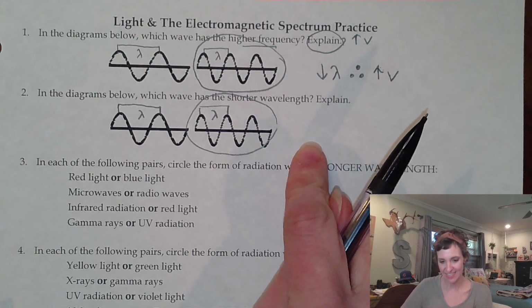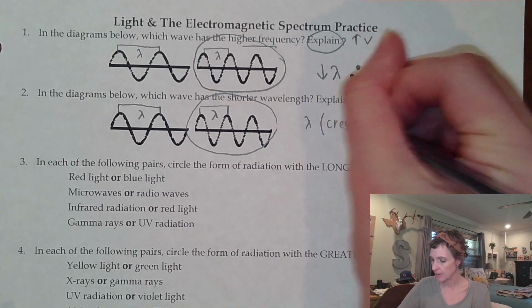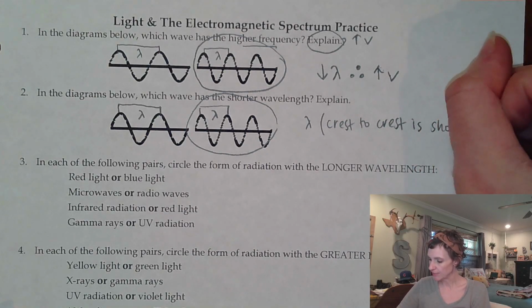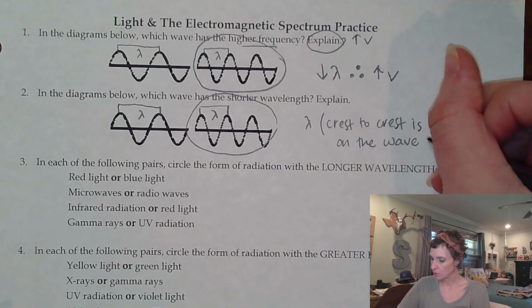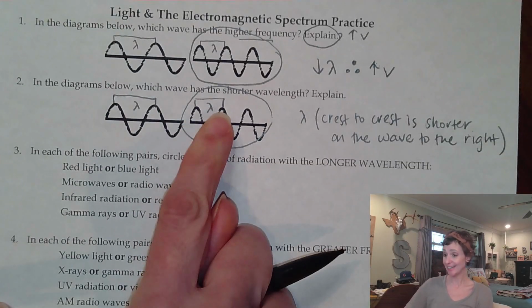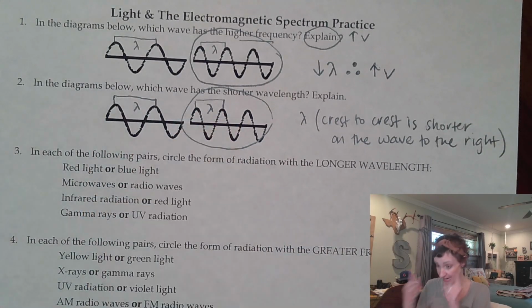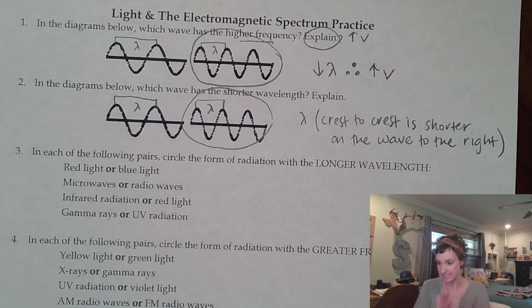But on the explain part, we could say the wavelength, which is crest to crest, is shorter on the wave to the right. And honestly, you drawing that on a wave is a great explanation. This shows me that you are wanting my attention to be drawn to it. You have mapped out those wavelengths, and I can visually see that you know that that is a smaller wavelength. So we love to see drawings around our pictures and our information that I've given you.